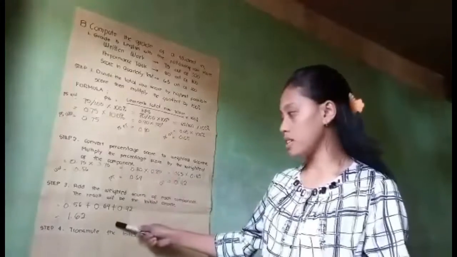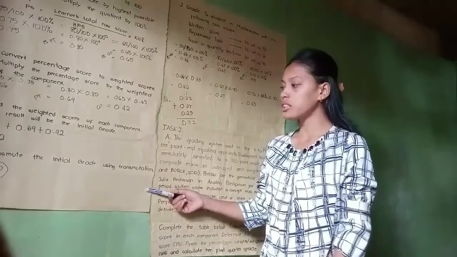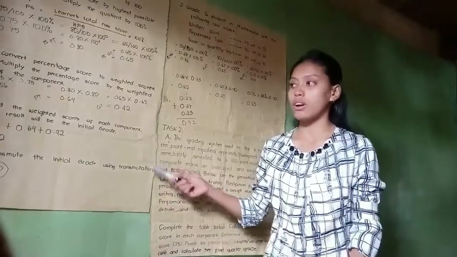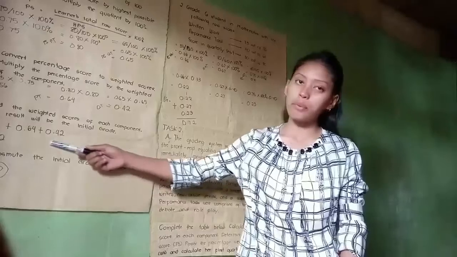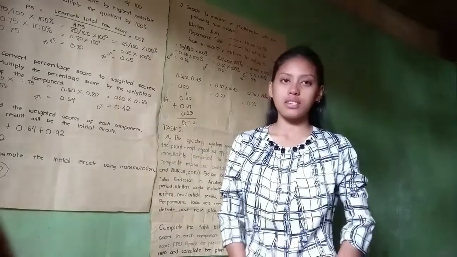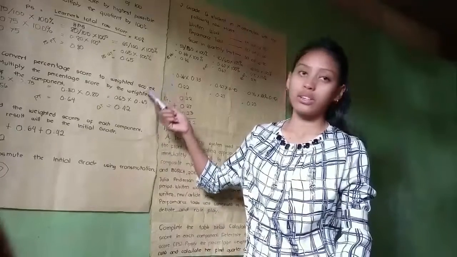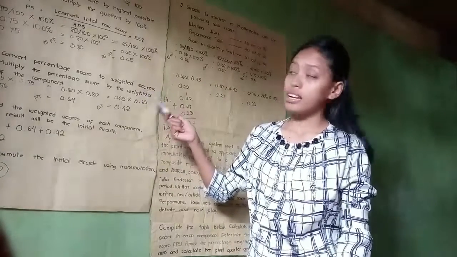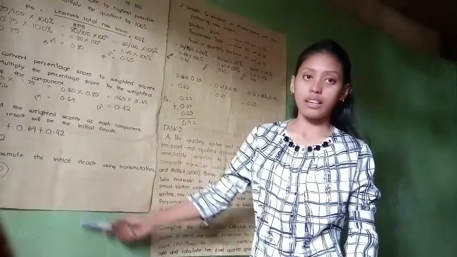So the next step is to transmute the initial grade using transmutation. Our initial grade is 1.62. The transmutation of 1.62 is 60. So the grade of the student in English is 60.